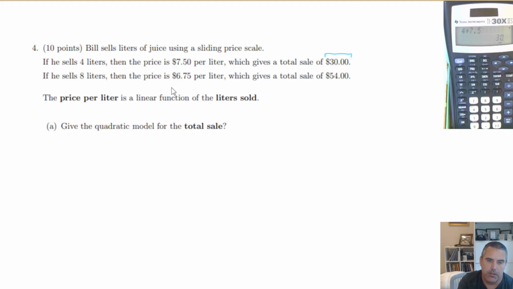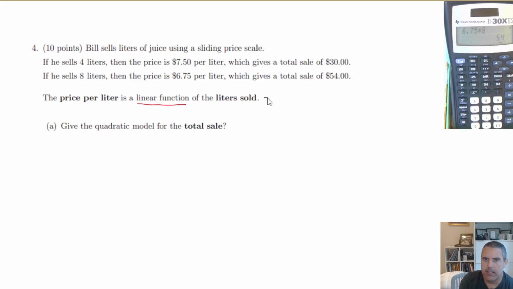You sell 4 liters. Okay. And he's offering a discount. It's a little bit less if you buy 8 liters, but if that convinces people to buy it, more money comes in. So times 8, $54 comes in. Okay, that's that idea. And then it says price per liter is a linear function. What's that about? So why is this here?